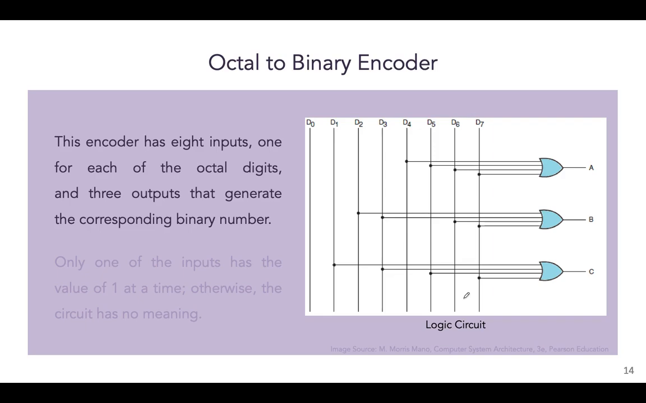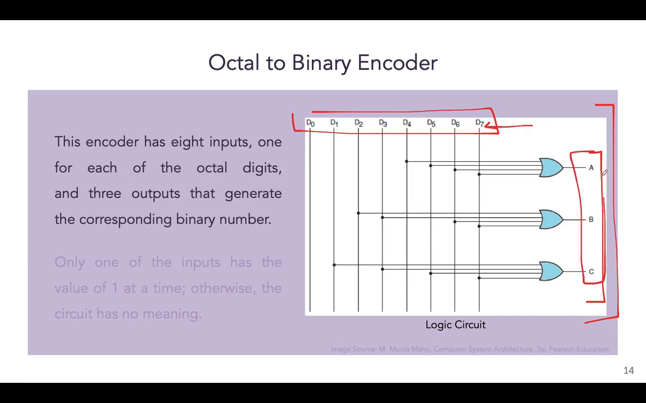Alright, so for illustration purposes, we are showing an octal to binary encoder. When we learned about number systems, I'm sure you learned how to convert octal numbers to binary numbers by hand. This is a circuit that does the same thing, but by using gates instead. We have 8 distinct inputs, and this circuit is going to give you 3 distinct outputs. So it's converting an octal number into the corresponding binary number.